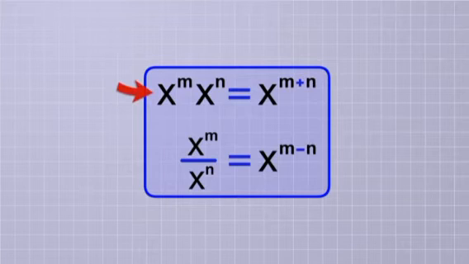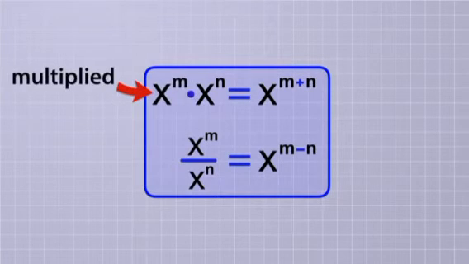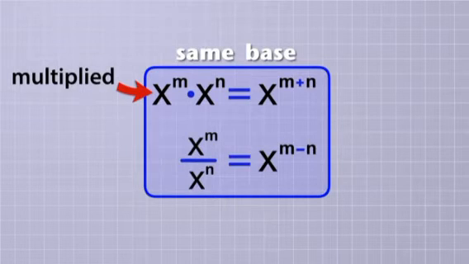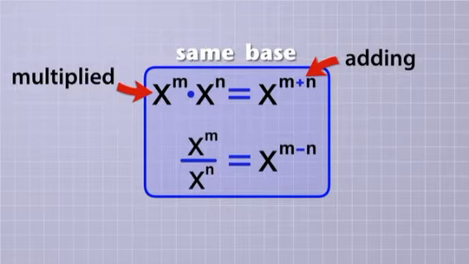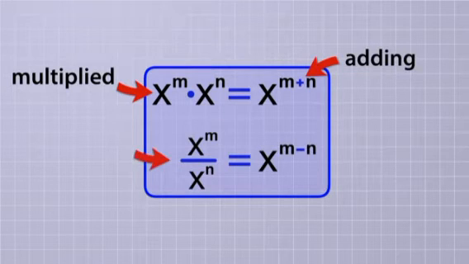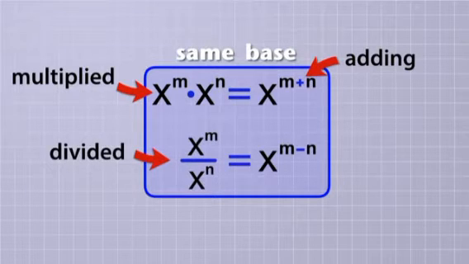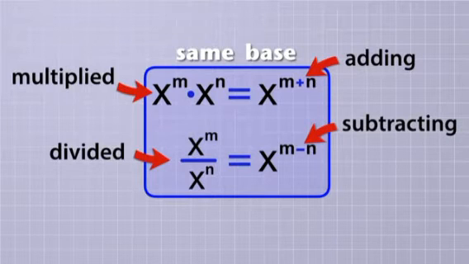The first law says that if we have the base x with exponent m being multiplied by the same base x with exponent n, we can combine them simply by adding the exponents together. And the second law says if we have the base x with exponent m being divided by the same base x with exponent n, we can combine them simply by subtracting the exponents.